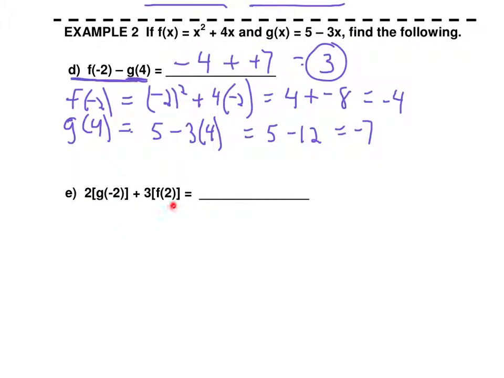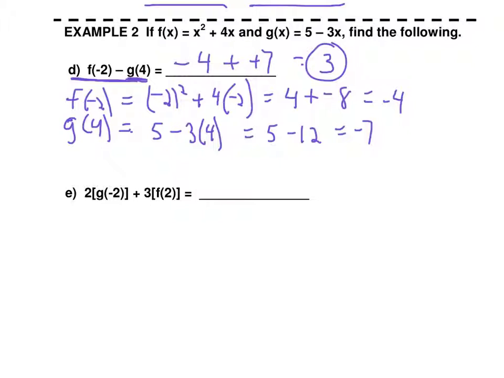Okay, for E, it looks complicated, but it's not that hard. What you're going to do is find g of negative 2 and multiply that answer by 2. So 2 times g of negative 2. And then you're going to add that to 3 times f of 2. So you find f of 2, multiply it by 3. Once you get both of these answers, you add them together.